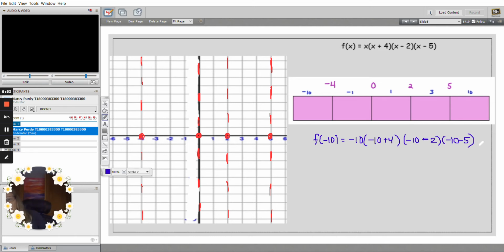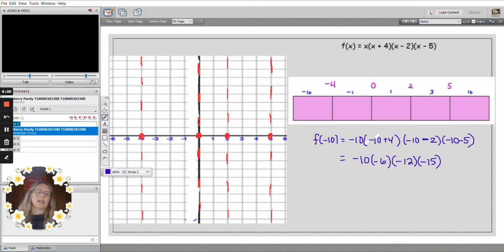And then again, you could type that into your calculator all at once, or you could just figure out what they are. When we plug them in, we get -10 times -6 times -12 times -15. So again, we're not necessarily concerned with what the values are. If we want a somewhat accurate sketch, we would figure those out. But just knowing whether the number is positive or negative is all we really need here.